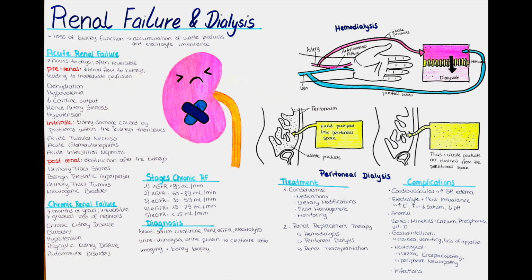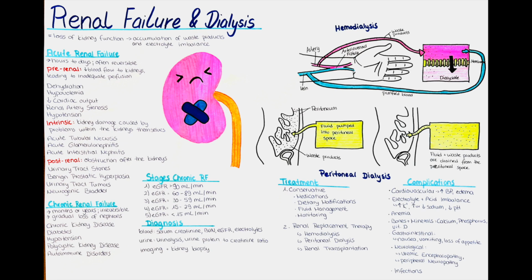Gastrointestinal complications. Nausea, vomiting, and loss of appetite are common symptoms in renal failure. Accumulation of waste products and alterations in gastrointestinal function contribute to these complications. Neurological complications. Uremic encephalopathy is one of the possible neurological complications.